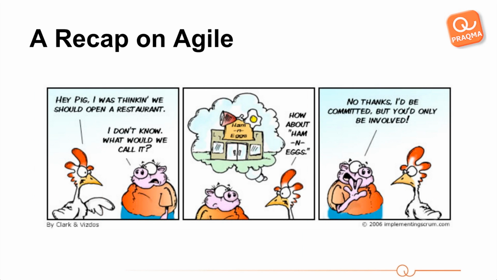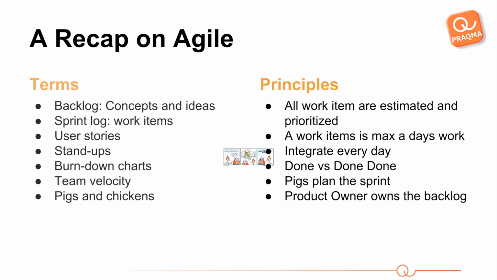So that sentence, I would be committed and you would be involved, divides pigs and chickens. The pigs are committed and the chickens are involved. So we want to get to a situation where we can have a 14-day sprint where pigs are alone and working intensely and focused, and they're not disturbed by their chickens. That is a Scrum approach.